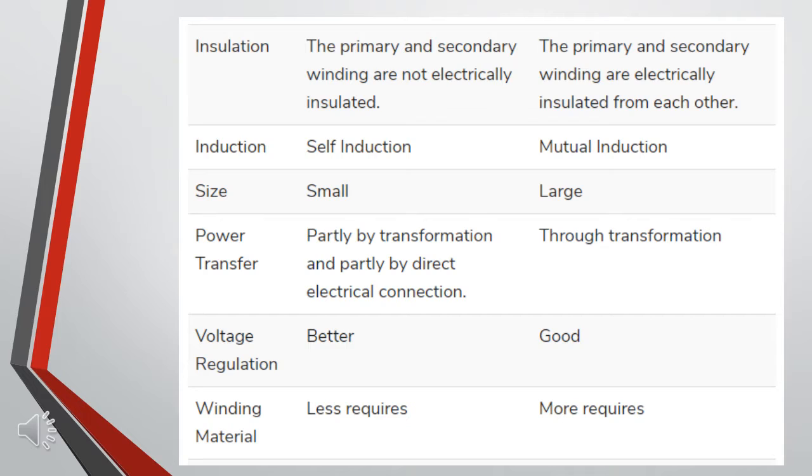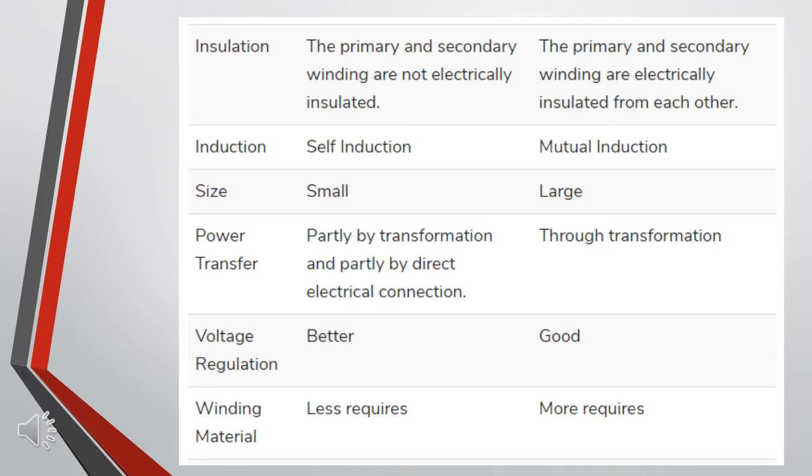In terms of induction, the type of induction that the autotransformer uses is the self-induction. It induces the electromagnetic force doon sa circuit gawa sa variation sa current. While doon naman sa conventional transformer, which we already know, the mutual induction. In terms of size naman, the autotransformer is smaller in size compared to the conventional transformer. Maybe dahil gawa nga doon sa part na iisa lang na winding ang ginagamit ng autotransformer.